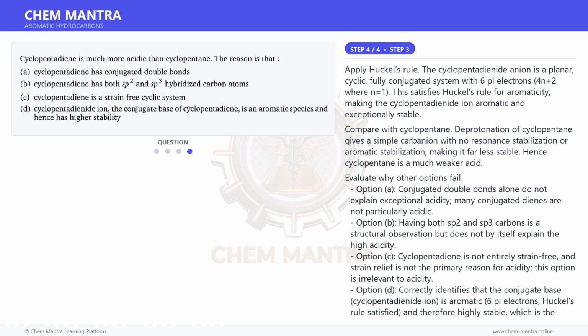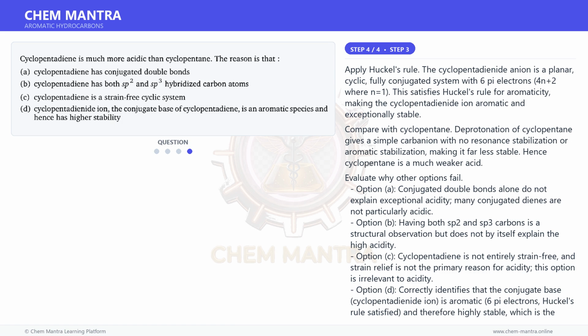Compare with cyclopentane. Deprotonation of cyclopentane gives a simple carbanion with no resonance stabilization or aromatic stabilization, making it far less stable. Hence, cyclopentane is a much weaker acid. Evaluate why other options fail.